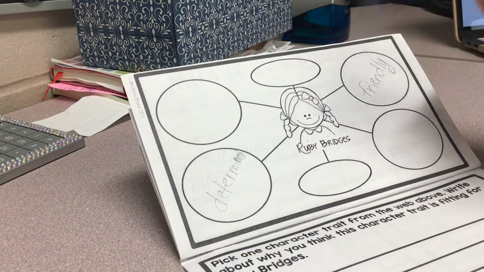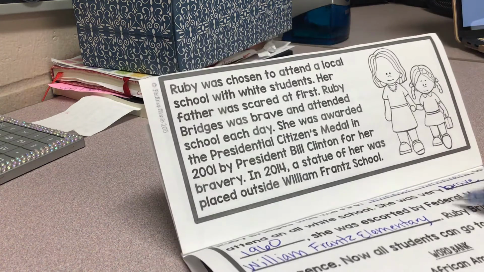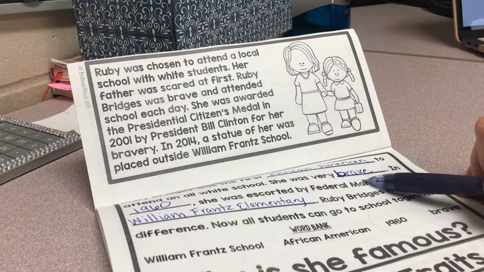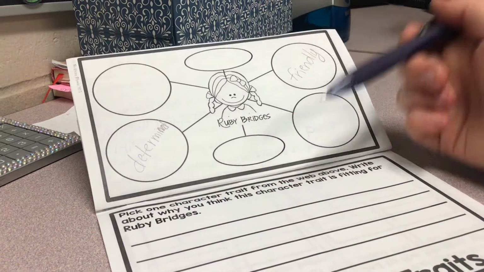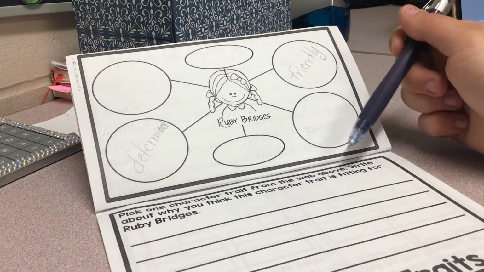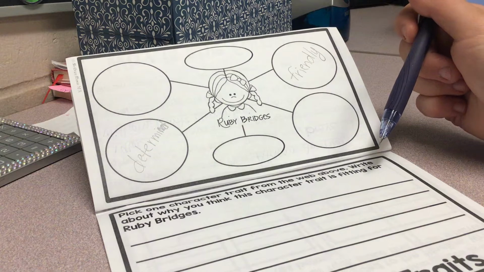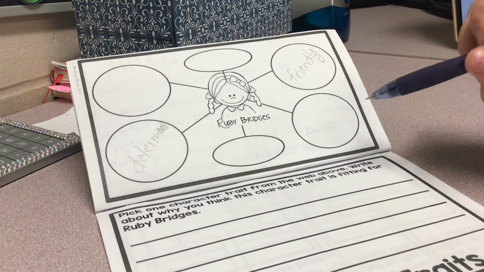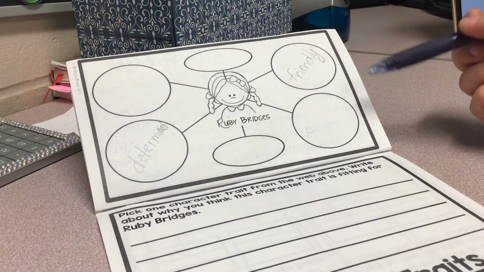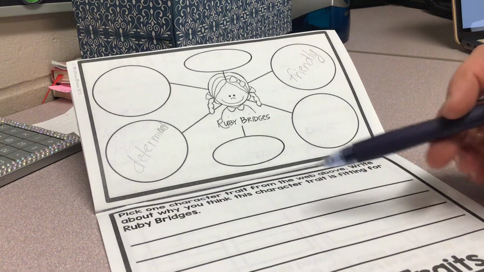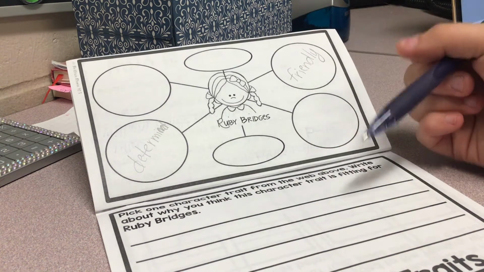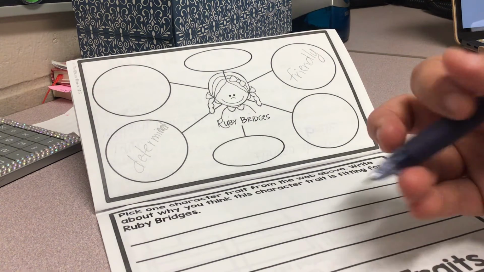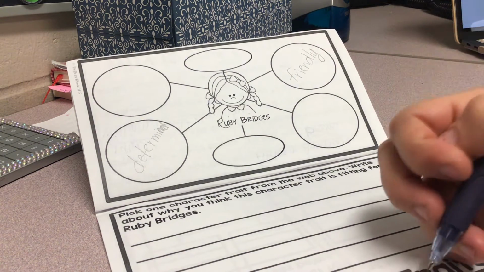What are 4 more words? Hint, there is a description one in the page before. There's a really good description word. Hint, hint. And then it says, pick one character trait from the web above and write about why you think that trait is fitting for Ruby. So once you're done with this, you've said that these are words you think describe her, right? So then you're going to pick one and basically say, why did you pick that one?